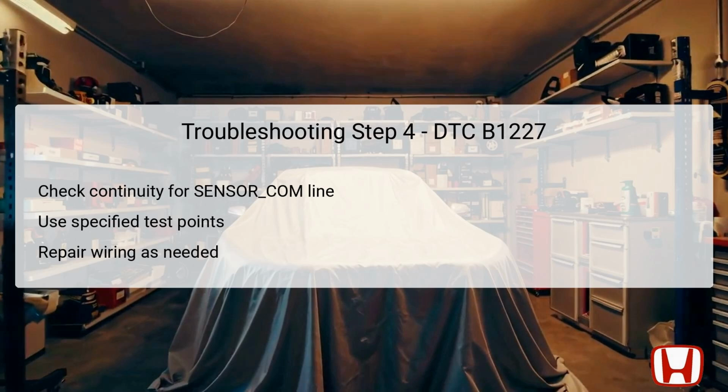If continuity is present, this suggests that the wire is intact. Thus, the next step would be to replace the climate control unit. However, should continuity be absent, repairs will need to be made to the wire connecting the climate control unit and the outside air temperature sensor to restore functional communication between these components.